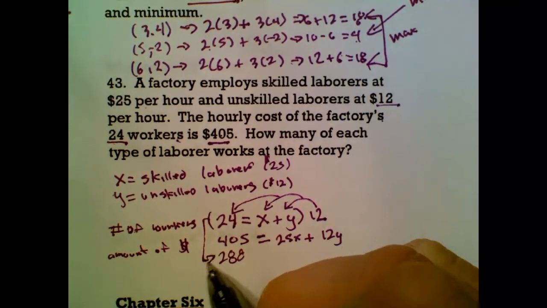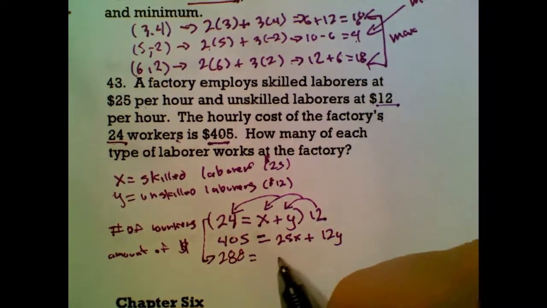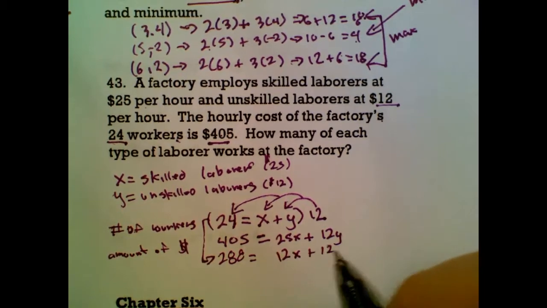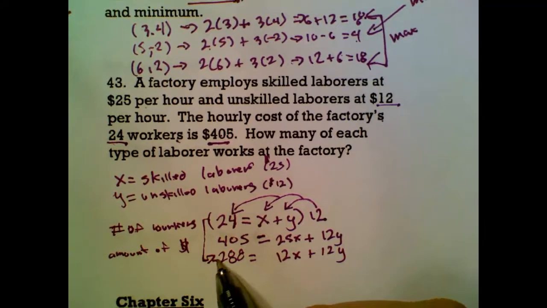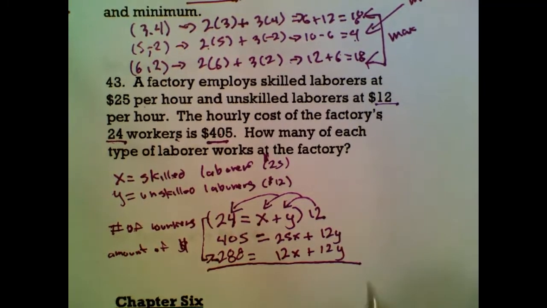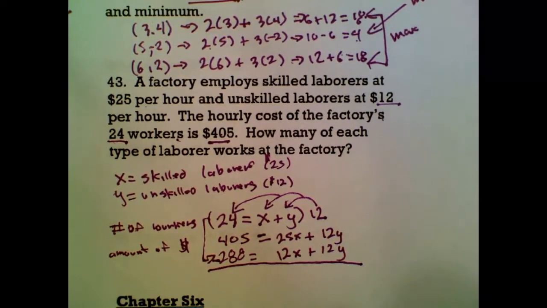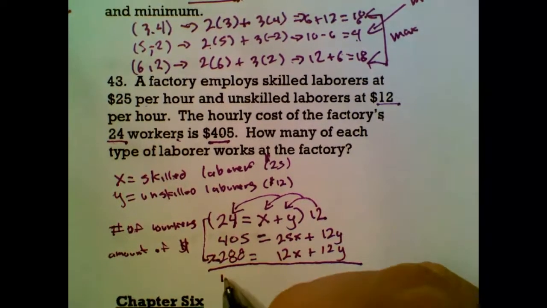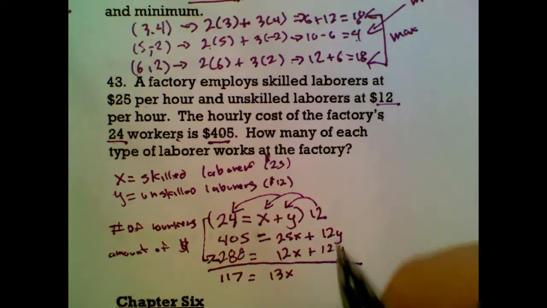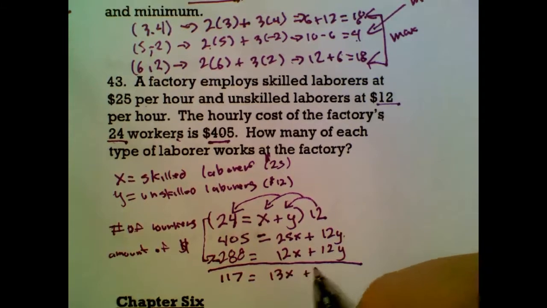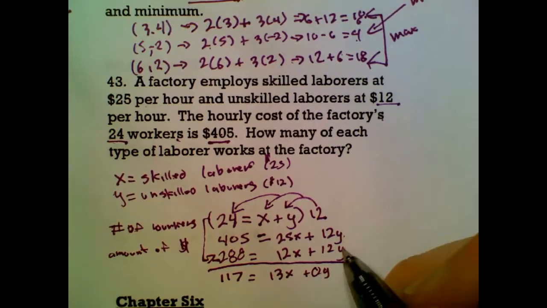Remember that's this equation. I'm bringing it right down here. Equals 12x plus 12y. Now since I'm trying to eliminate these, I'm going to do subtraction here. I'm going to subtract the two equations. So we got 405 minus 288, which is 117. 25x minus 12x is 13x. And 12y minus 12y is 0y. Pretty much that cancels that out.